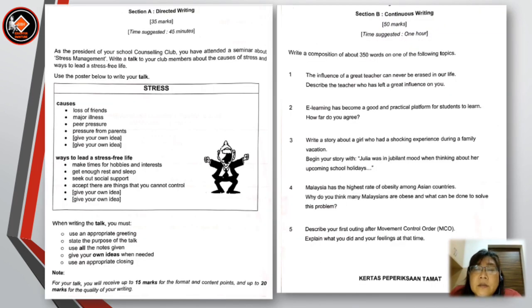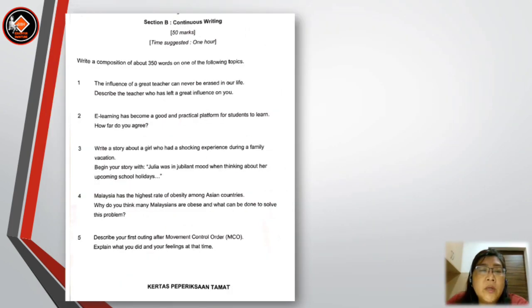Okay, this is the first paper, which is paper 1 or 1119/1. This is the writing paper, and you have two questions, section A directed writing and section B continuous writing. We are looking at section B, continuous writing, with 50 marks allotted and a suggested time of 1 hour.